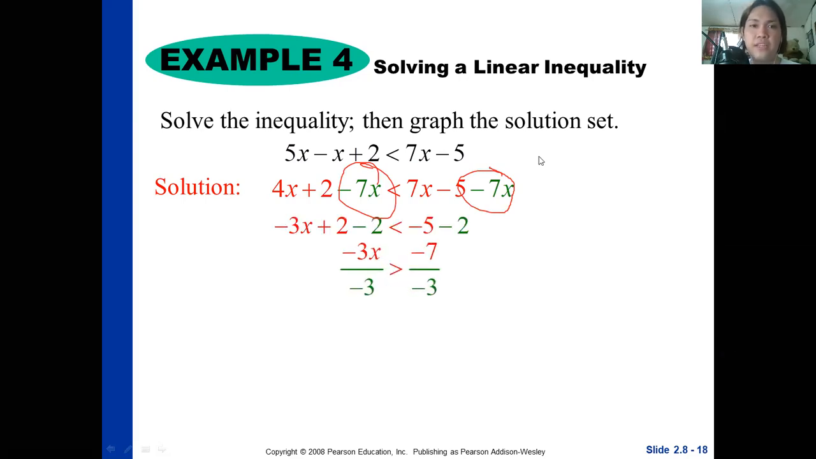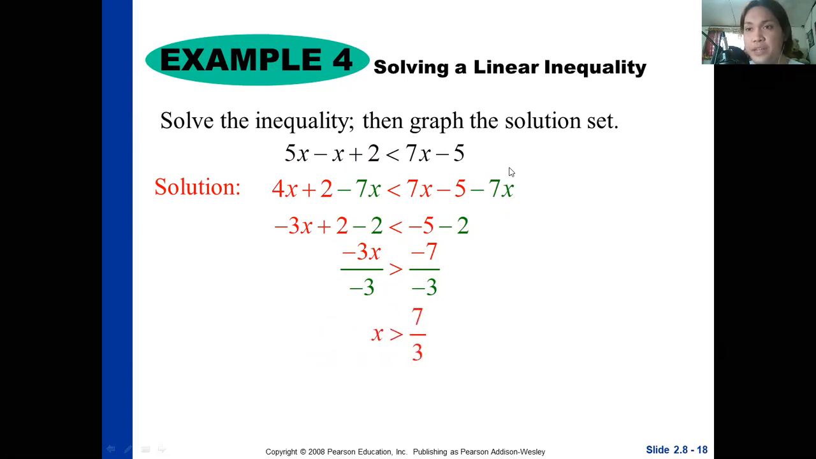Next, we have negative 3x. We all know that 4x minus 7x is negative 3x, plus 2 minus 2, again using the subtraction property of inequality, less than negative 5 minus 2. Then that gives us negative 3x greater than negative 7. Why did we change the symbol from less than to greater than? Because we divide both sides by a negative number. And as I have said, when you divide or multiply both sides of the inequality by a negative number, the symbol will change, or will reverse.